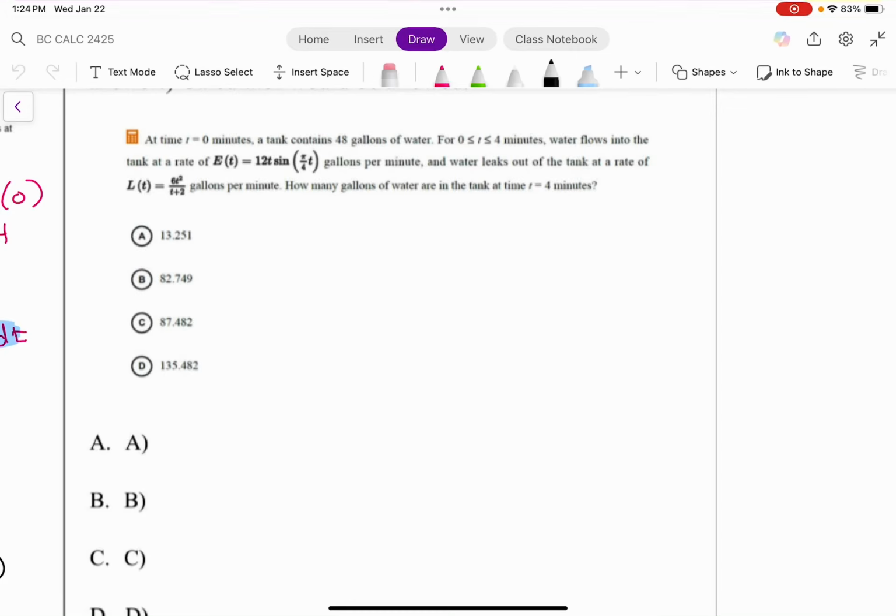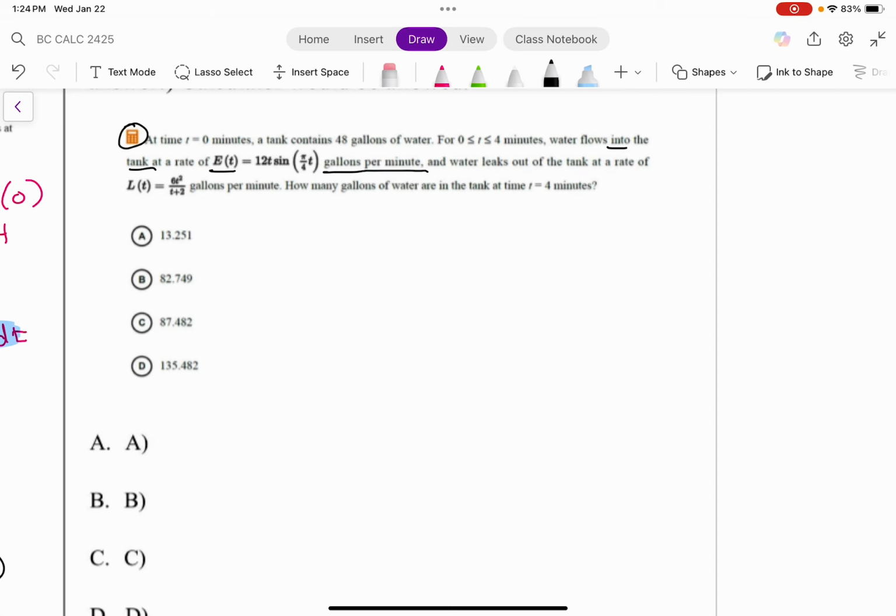All right, this problem is a standard rate in, rate out problem. It says, and it's a calculator problem, we note, so we'll need to use that eventually. At time t equals 0, a tank contains 48 gallons of water. For 0 less than or equal to t less than or equal to 4 minutes, water flows into the tank at a rate of E of t equals 12t sine of pi over 4t gallons per minute.